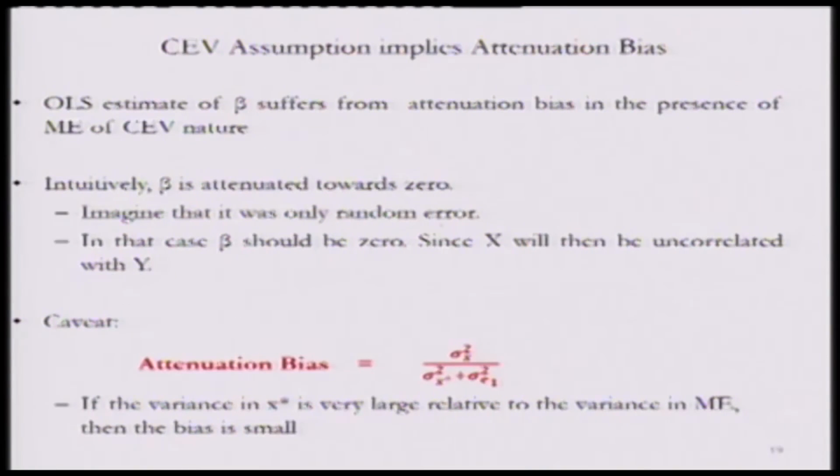So, what we mean by attenuation bias is that the bias is going downward. So, the estimate of beta is actually lower than the true value of beta. Imagine that it was only random error. Imagine that the value of x that you observe has no true value of x in it, it only has random error.